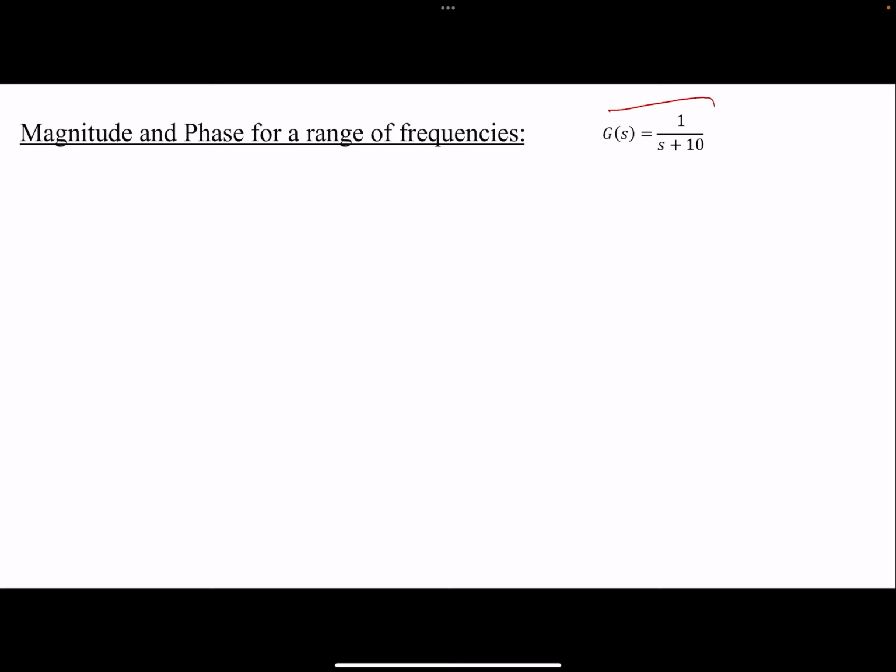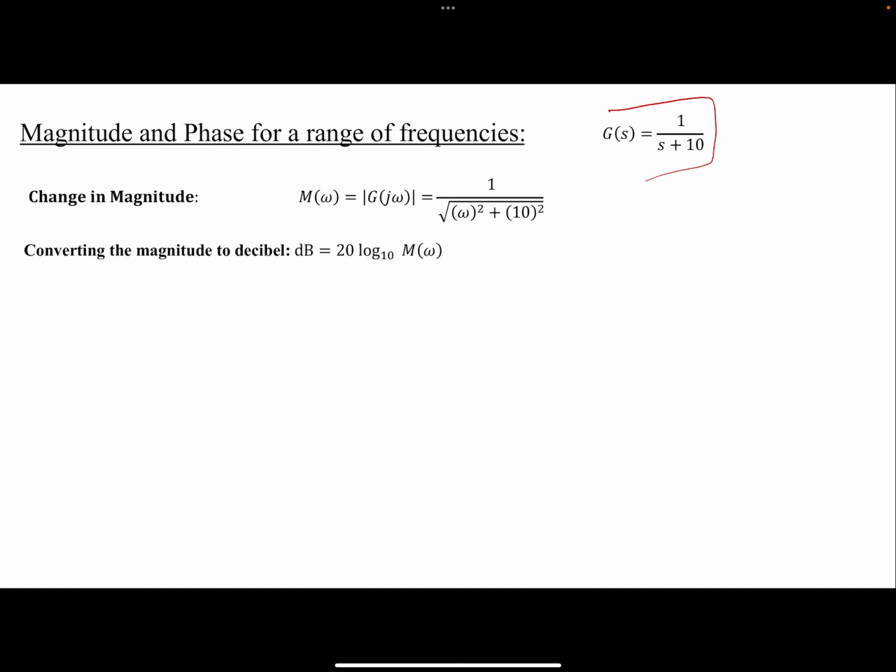So this was our transfer function. We found the magnitude would be 1 over the square root of ω squared plus 10 squared. And then we can change that into decibel. That's a common approach to change the magnitude into decibel, and the equation for that would be 20 times log 10 of the magnitude. And MATLAB does the job for us.